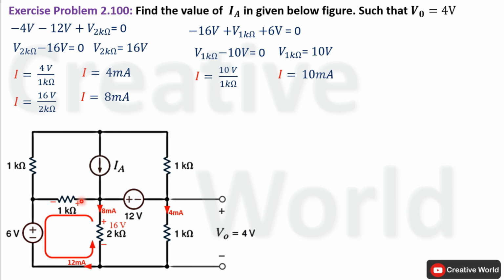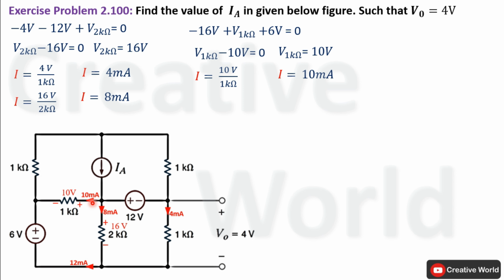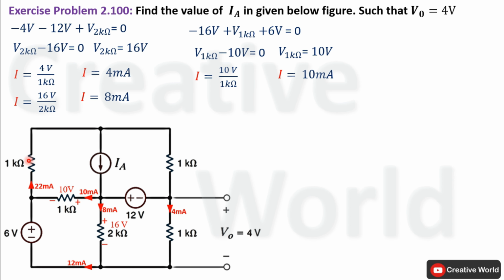Update the circuit diagram by indicating the voltage across this 1 kilo ohm resistance as well as the current through this resistance with its polarity. Now this branch current and this branch current are coming towards this node. Both of these currents will be added together and their resultant current will flow through this branch in upward direction. Modify the network by indicating the current through this branch, that is the sum of these two currents, 22 milliampere.